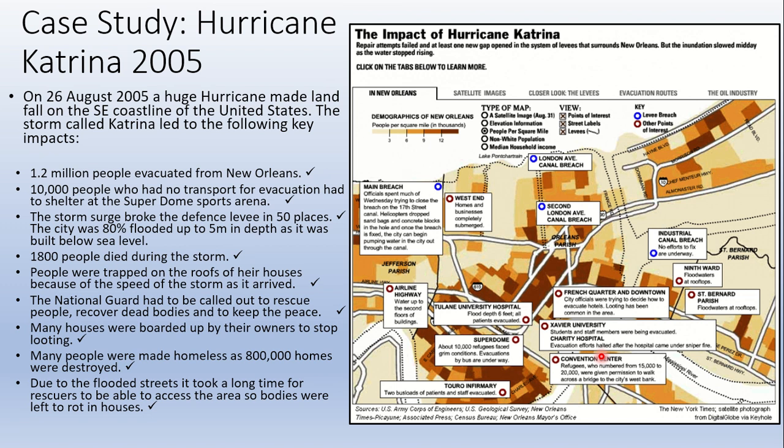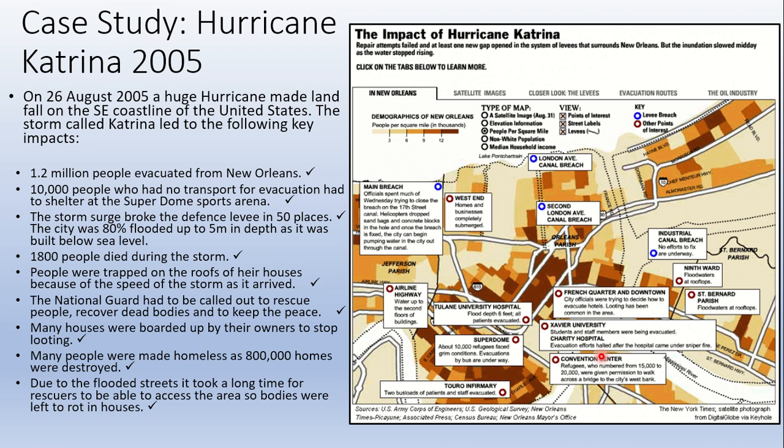You can see in the image on the right hand side all sorts of different facts about the hurricane that hit New Orleans in 2005. On the 26th of August 2005, a huge hurricane called Hurricane Katrina made landfall in the southeast of the United States. It hit the town of New Orleans worst, but it actually badly affected a whole series of states along the southern coastline. But we're going to focus on the New Orleans impacts.